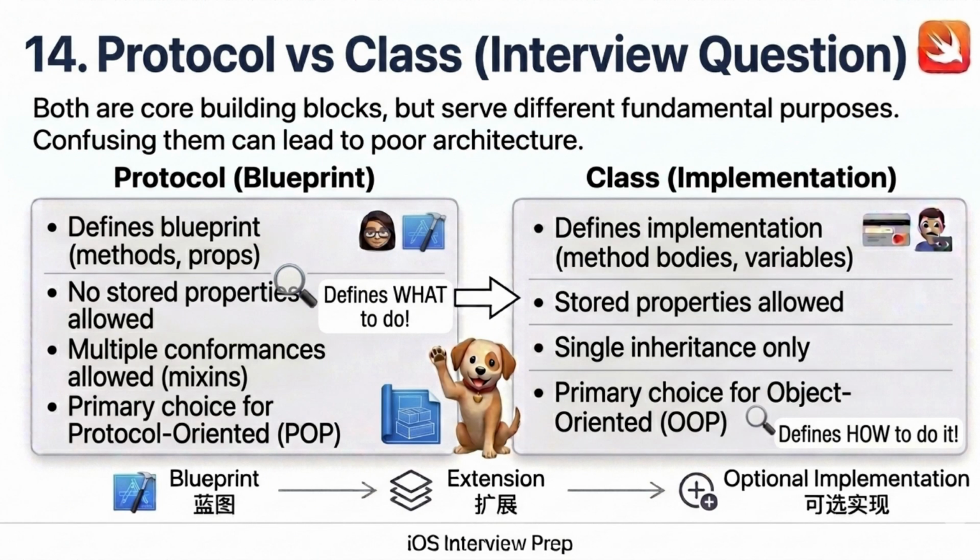And now we are checking the difference between protocols and classes. You can check out the basic differences: a protocol is a blueprint and a class is an implementation; classes have single inheritance while protocols allow multiple conformance. So these are the basic differences, and it's a very small video.